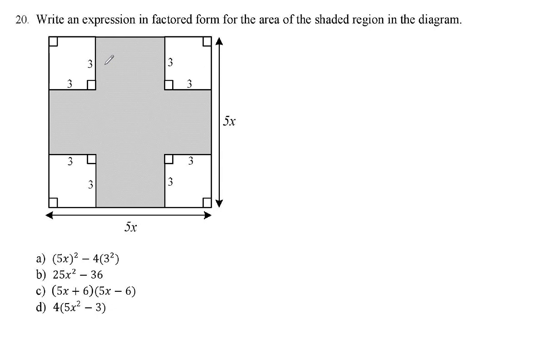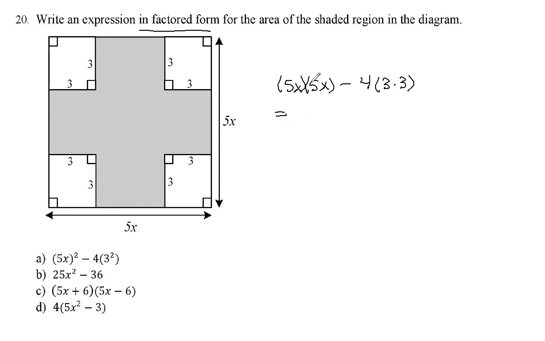All right, last problem. We want to write an expression in factored form for the area of this shaded region. So you've got a big square here that's 5x by 5x, and then you've got 4 smaller squares that are taken out. Okay, so the larger area is base times height, 5x times 5x. And then you subtract out 1, 2, 3, 4 squares that are 3 by 3. So 4 squares that are 3 times 3.